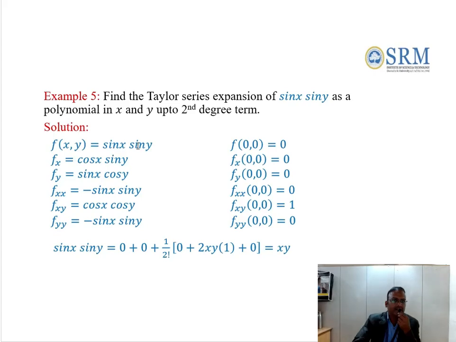F of x comma y is sin x into sin y, and then fx is cos x sin y, fy is sin x cos y, fxx is minus sin x sin y, and fxy is cos x cos y, and fyy is minus sin x sin y. And we have to plug the values x equal to 0 and y equal to 0. That gives the values f equal to 0, fx equal to 0, fy equal to 0, fxx equal to 0, and fxy equal to 1, and fyy equal to 0. See, therefore, the Maclaurin series up to the second degree term, which is simply this is xy.